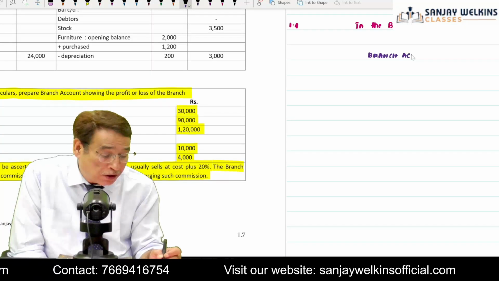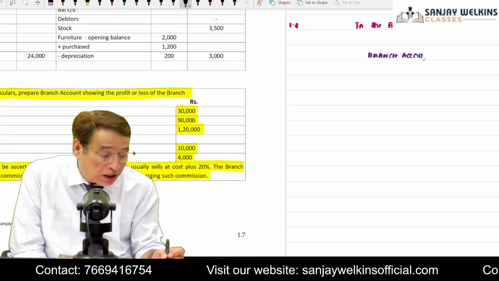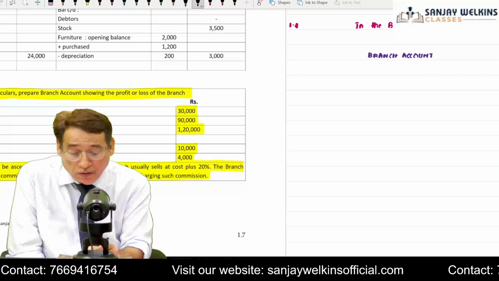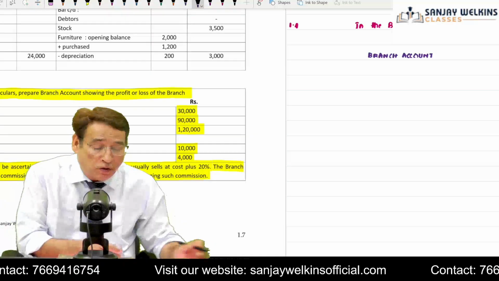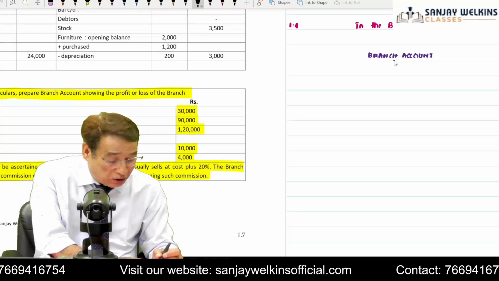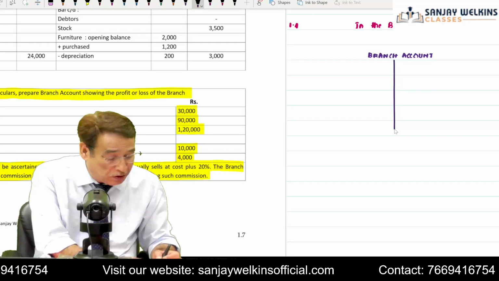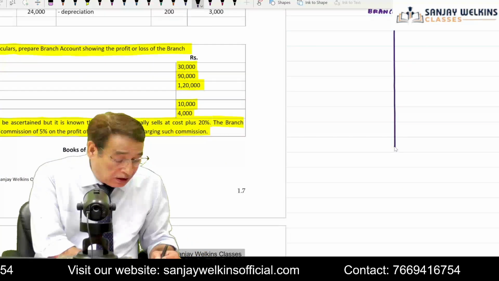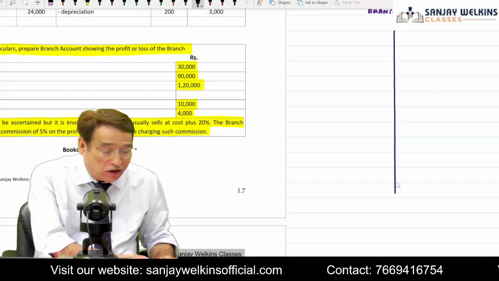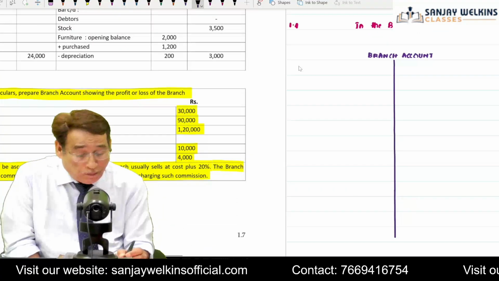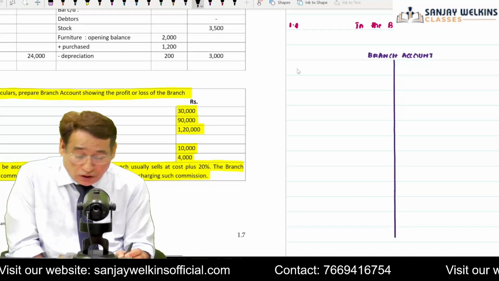This is your branch account. However, in this particular question, I need not prepare the branch debtors account, as I told you, because opening and closing debtors are not given. And whenever opening and closing debtors are not given in the question, you need not prepare the branch debtors account. So the basic crux of this question is we have to find out the branch manager's commission and also the closing stock.